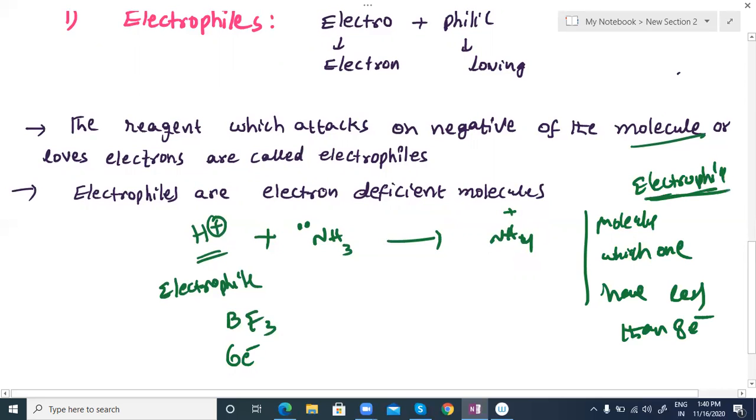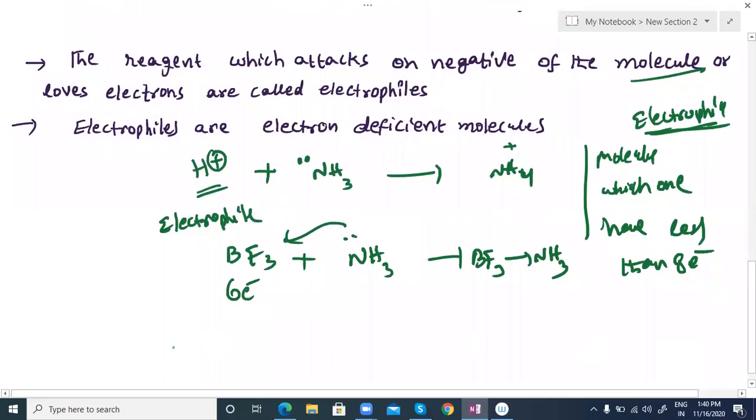Because these are electron deficient. So BF3 has 6 electrons. If you are adding any other thing, it can also attack electrons here, and you can get BF3 NS. So you can say these are also electrophiles. Clear?